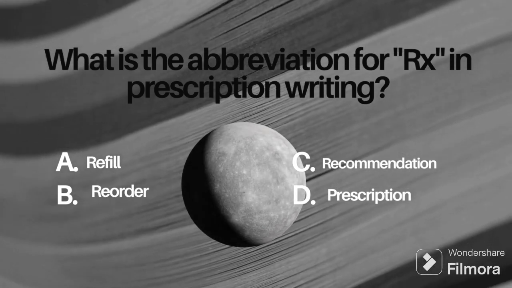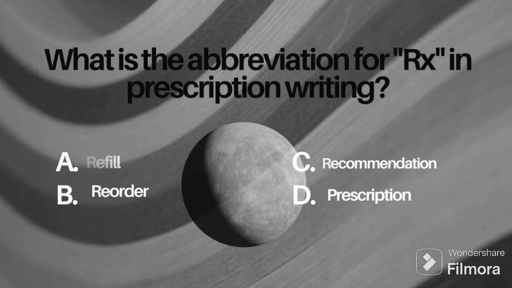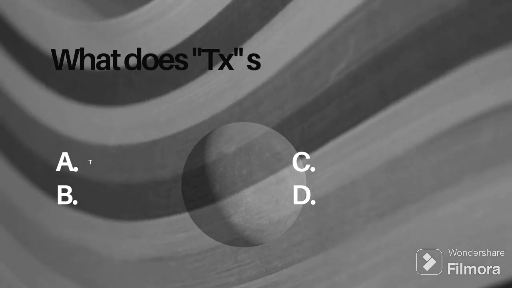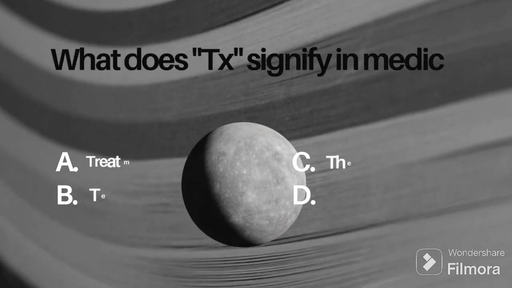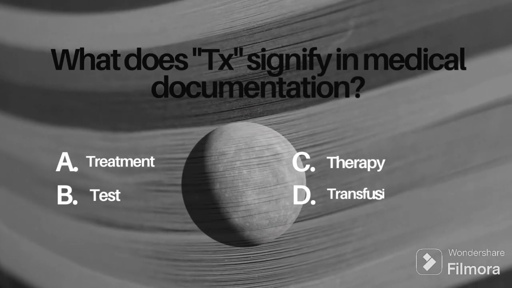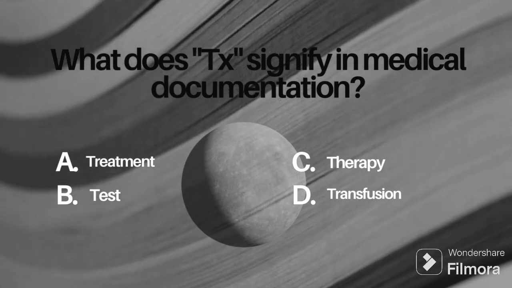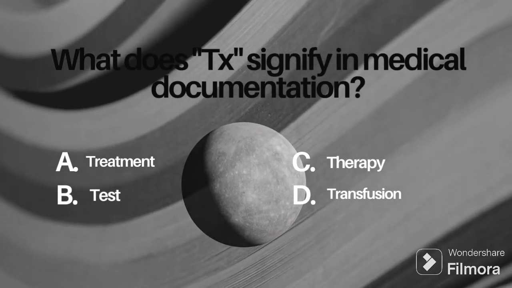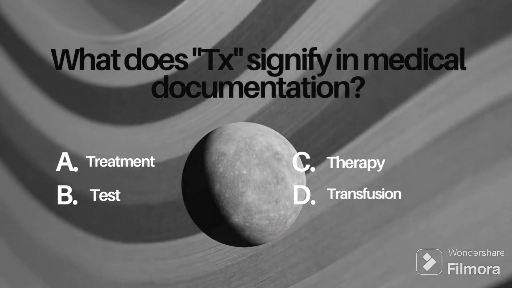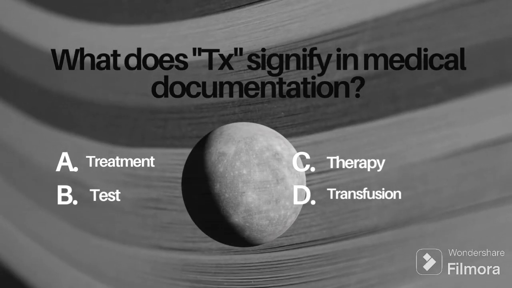Next we'll be moving on with the sixth question. What does TX signify in medical documentation? A, treatment. B, test. C, therapy and D, transfusion. I'll repeat it again. What does TX signify in medical documentation? A is treatment, B is test, C is therapy and D is transfusion.